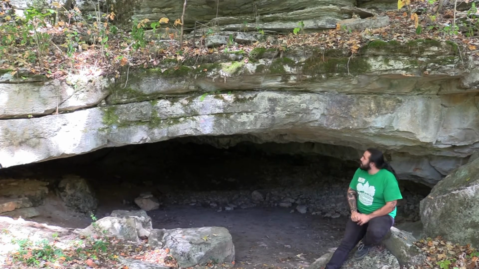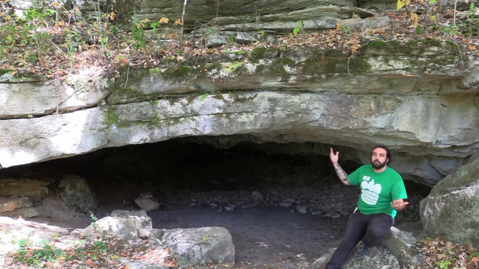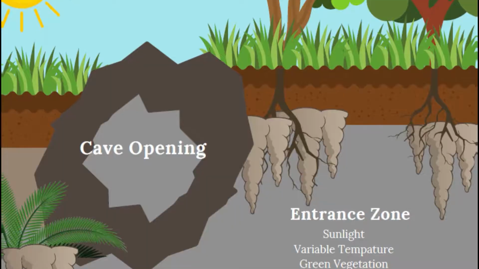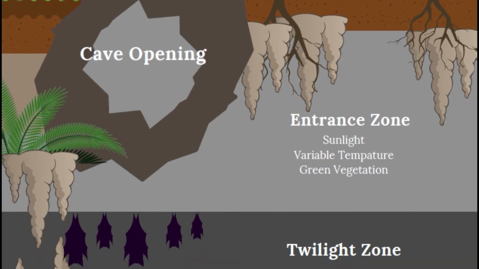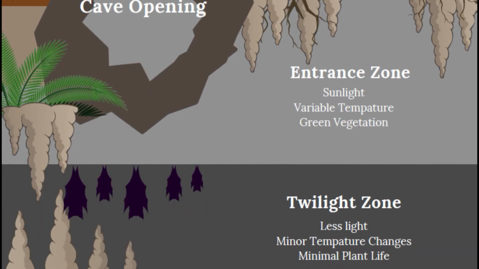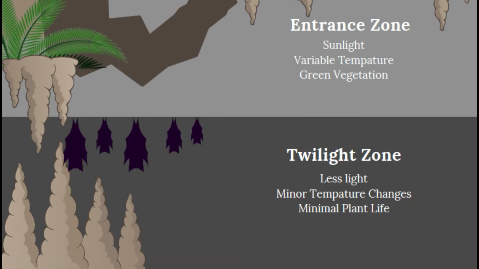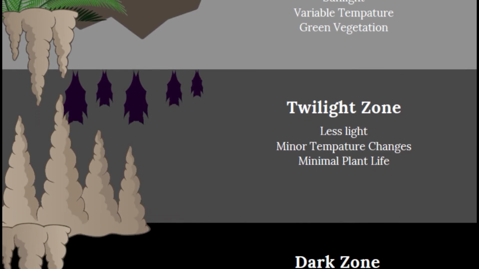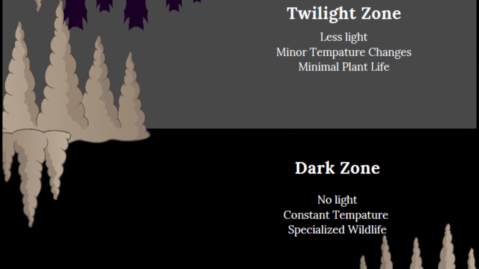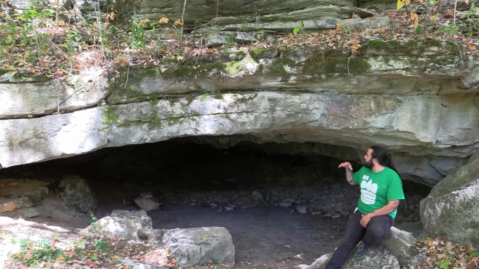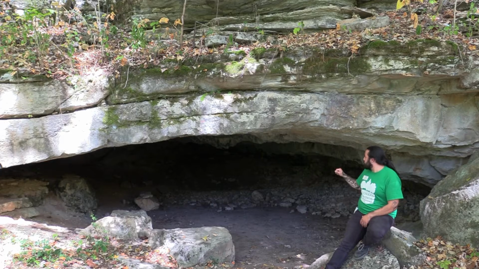Now, our caves have different zones. This here would be known as the entrance. If we go a little bit farther back to where we still have light making it through, but we are completely covered, we are in the cave environment, that is known as the twilight zone. And then we have the dark zone. The dark zone will be once we get to a part of the cave where we do not see any light from the outside. Each of these have their own unique ecosystems.